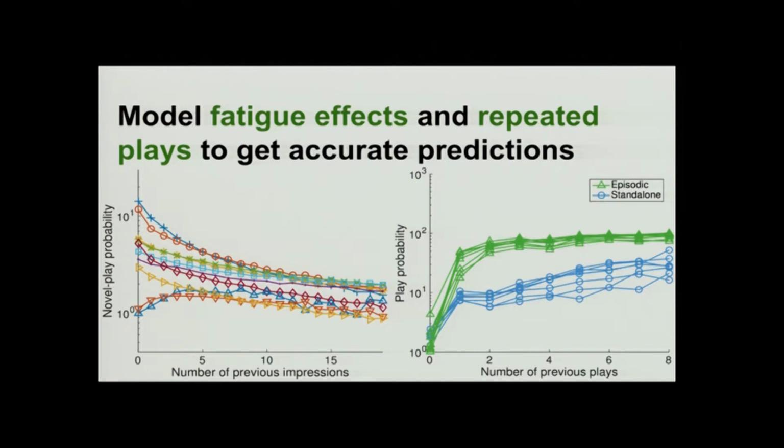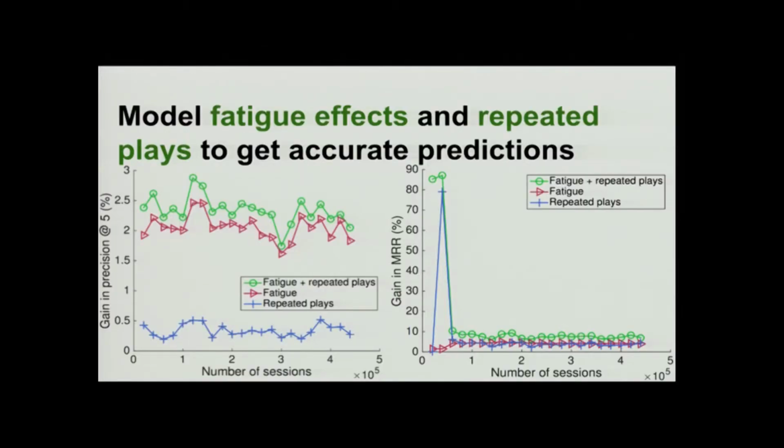It's also important to model repeated plays. For episodic titles, it's not very surprising, right? For example, like TV series, it's not surprising that the user will keep watching. But what we observe is, even for standalone titles, for example movies, people also tend to watch the same movie again and again. So it's important to also consider this. In our experiments, we found that modeling these effects can improve our performance even more.